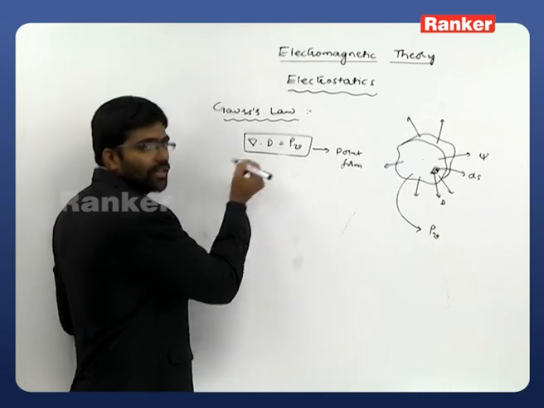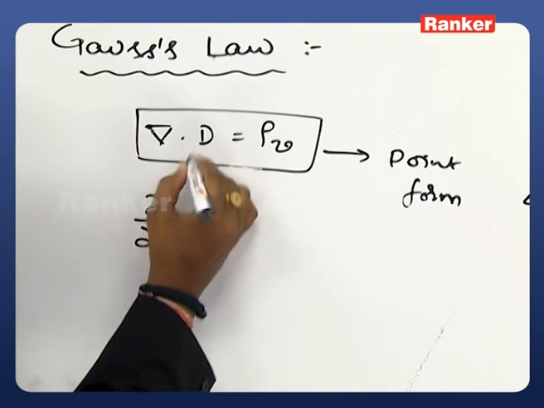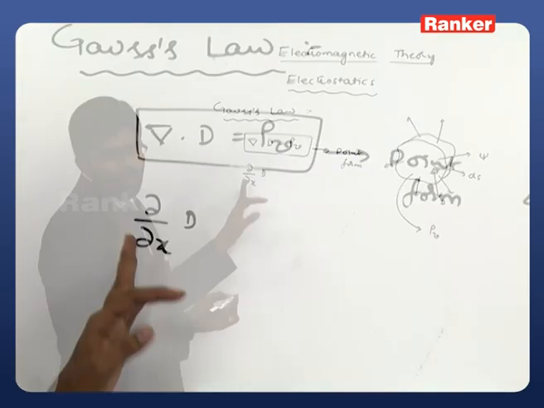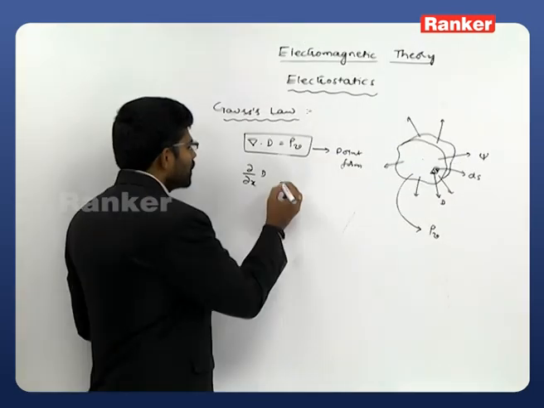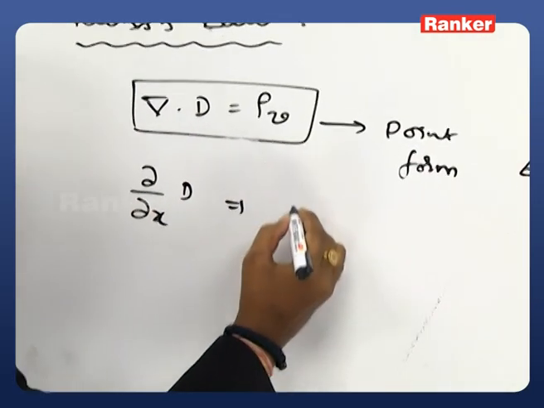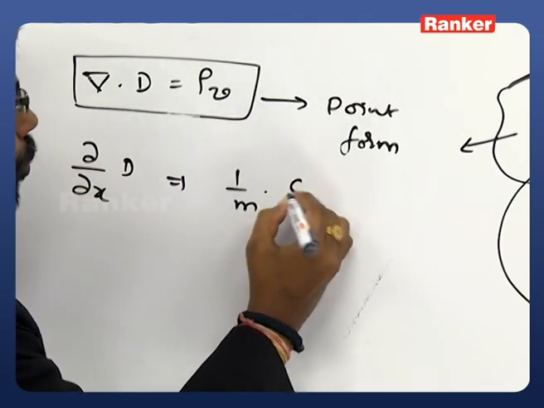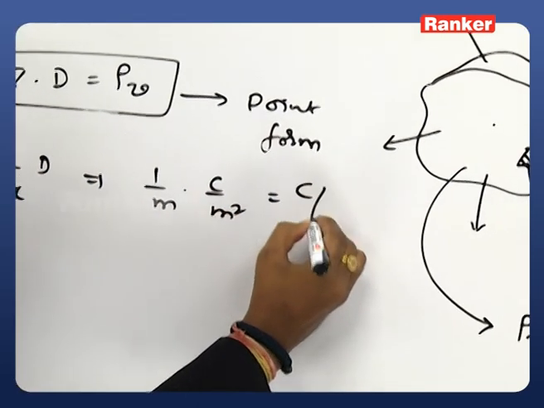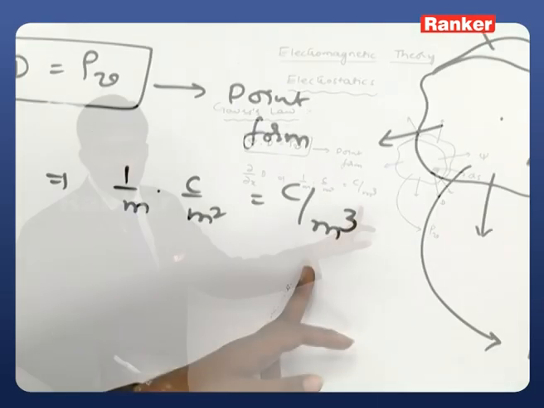The del dot D, the del operator in the rectangular coordinate system, is dou by dou x of Dx plus dou by dou y of Dy plus dou by dou z of Dz. Dou by dou x has units of 1 by meter, and D is Coulomb per meter square. So the units are Coulomb per meter cube on the left hand side.